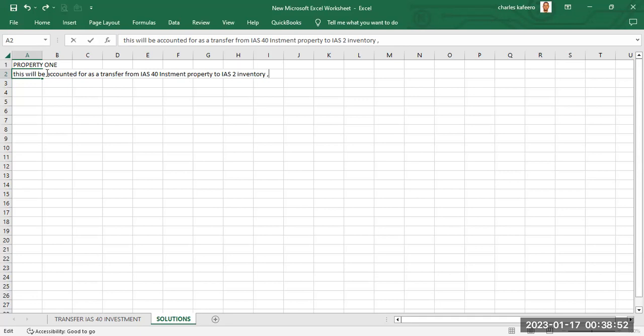then we have to put the evidence, comma, evidenced by development of the property with the view of selling it by 30th June 2013.